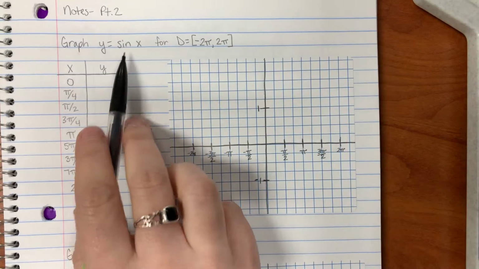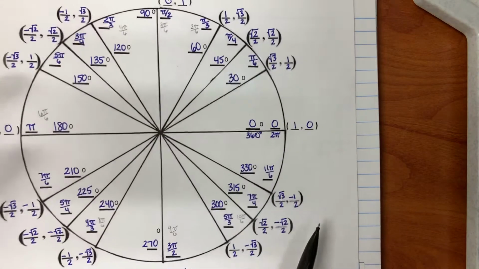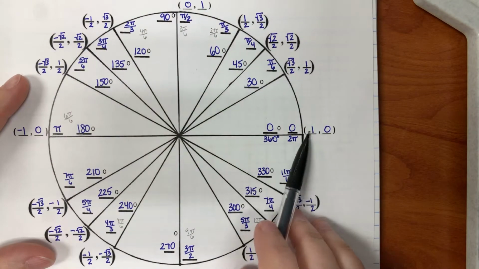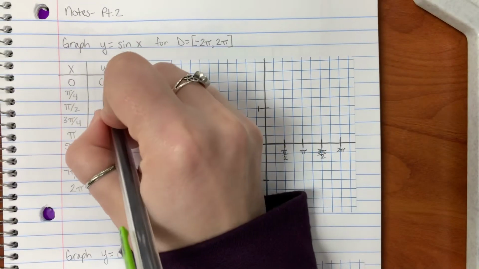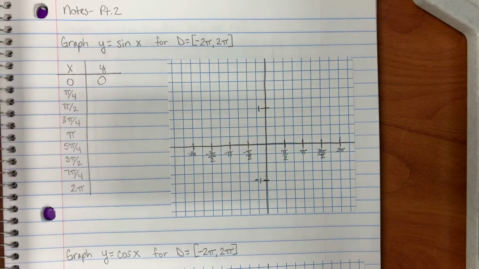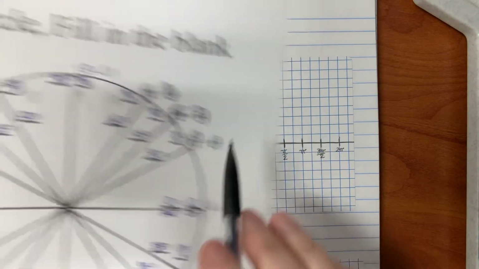So when I'm looking at my unit circle, I'm asking, what is the sine of 0? If I look back over here at 0, what is sine? It is 0, because it is my y value. So this is 0. Then what is the sine of pi over 4? If I go to pi over 4, it's square root of 2 over 2.